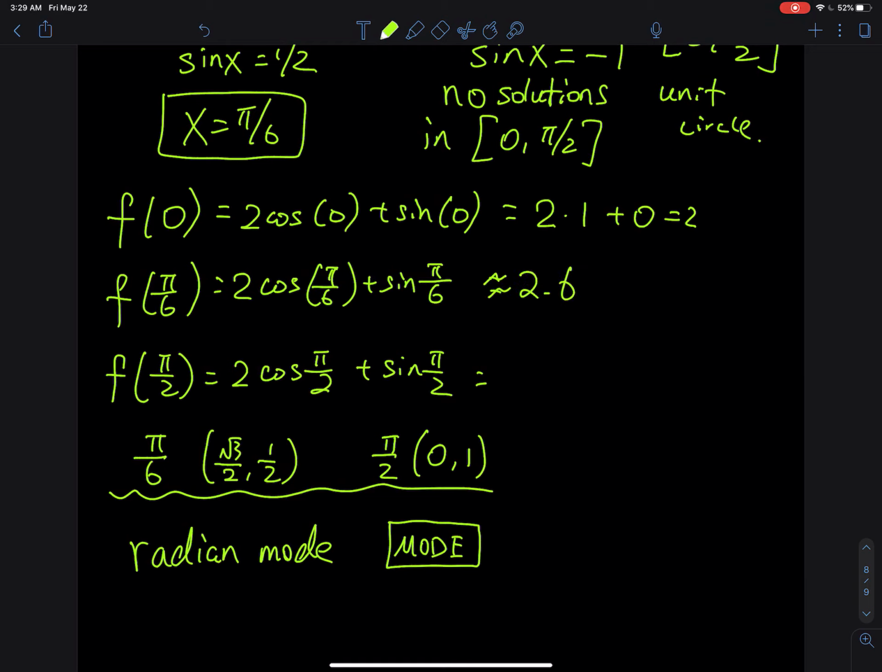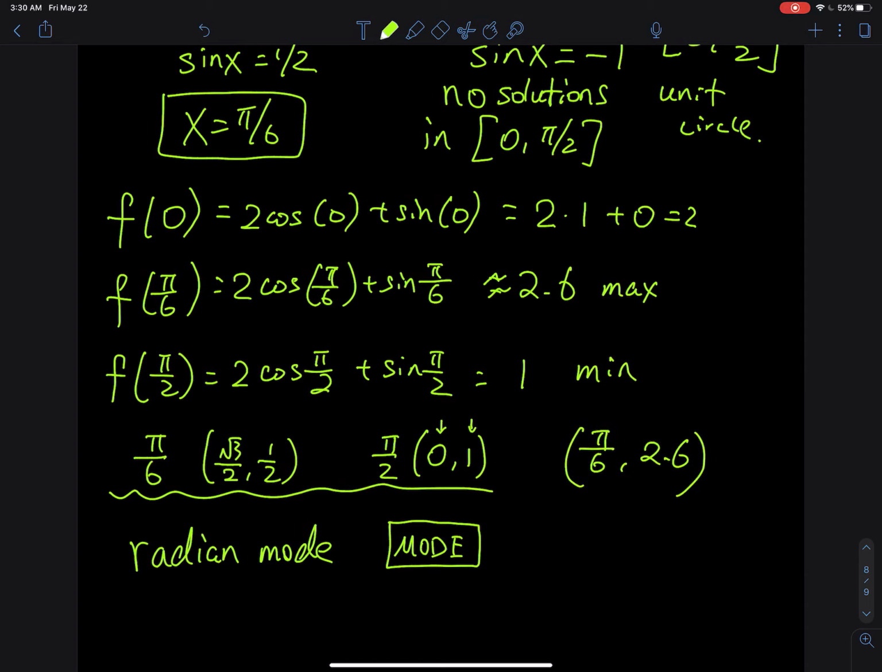And then 2 times cosine is the x coordinate, right? And then sine is the y coordinate. So this one is 2 times 0 plus 1, that is equal to 1. So which one is the highest? This one is the highest, right? And then this one is the lowest. So that means pi over 6, comma 2.6.